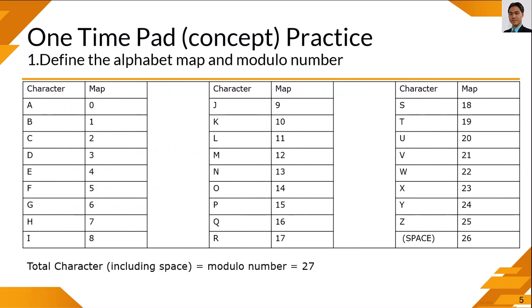Okay. Now, the first step is to define the alphabet map and modulo number. So in here, as you can see, I have mapped the Latin letters from A to Z, including a space. We have 26 letters. With a space, it becomes 27. Because I map A as 0 and Z as 25, I'll put space here as 26. The total number of characters, including space, is the modulo number, which is 27. We will use this alphabet map for our encryption concept.